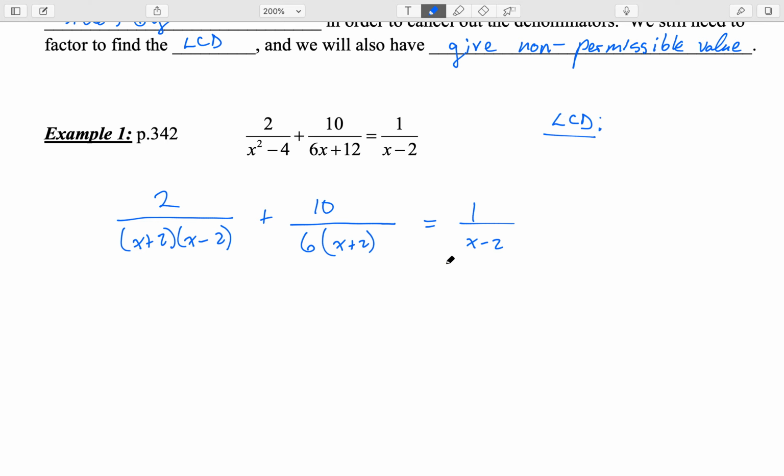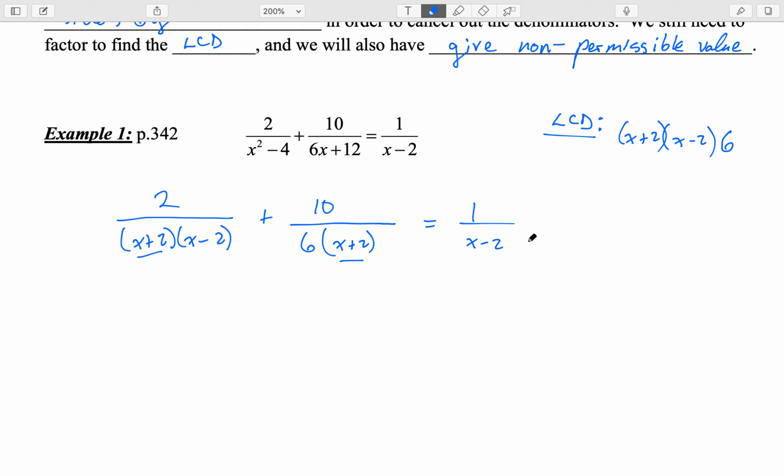So the lowest common denominator. Do they have anything in common? Well, it's got to have an x plus 2 in it. It's got to have an x minus 2 in it. Right, there it is. And it's also got to have a 6. Now, I could have simplified this thing down, but let's not bother. We'll just make it times 6. So that's my LCD.